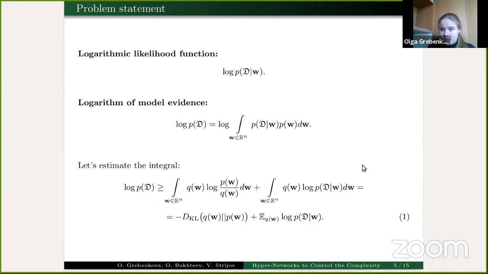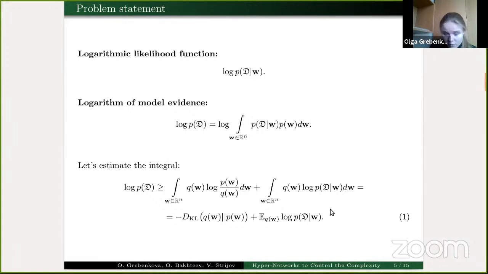Since this integral is intractable, we will consider a variational approach to solve the problem. We will estimate the integral. After estimation, we have such an equation. The first term in the equation is the difference between a posterior and prior distribution of parameters, which sets the complexity of the parameter distribution with respect to a prior assumption. It is determined by the Kullback-Leibler divergence. This term can be interpreted as a regularizer that controls the divergence between prior and variational distribution, and thus can be interpreted as a complexity regularization term.